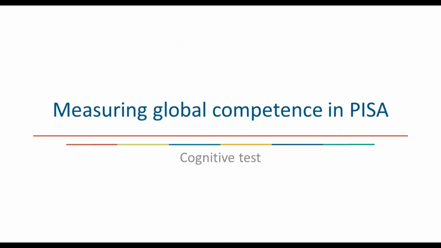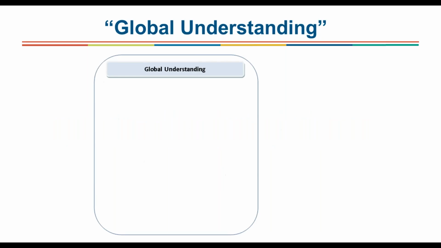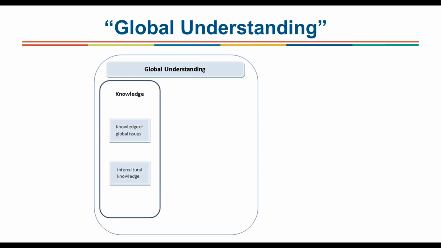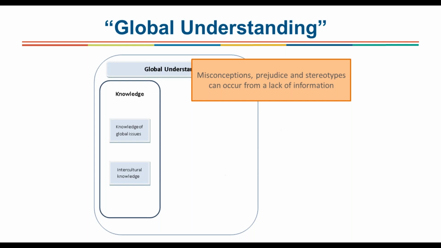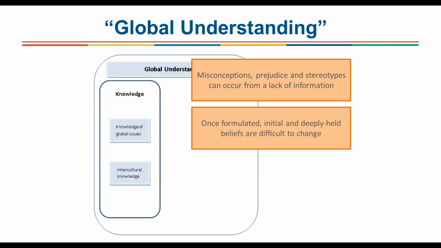So if we zoom in on the cognitive test in a bit more detail, I'll explain what we mean by this term of global understanding. Global understanding is a process that starts from acquiring new information. So access to information is a crucial element of global understanding. And this is because misconceptions, prejudice, and stereotypes can occur from a lack of information. And these misconceptions can then often be compounded by the fact that once beliefs have been formed, they're very difficult to change, even in light of new information.